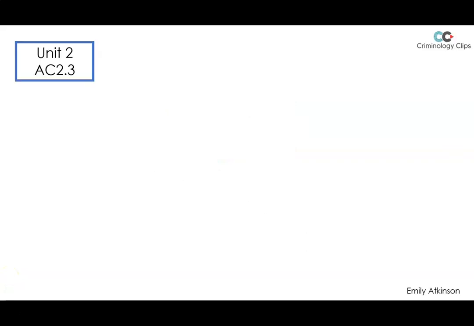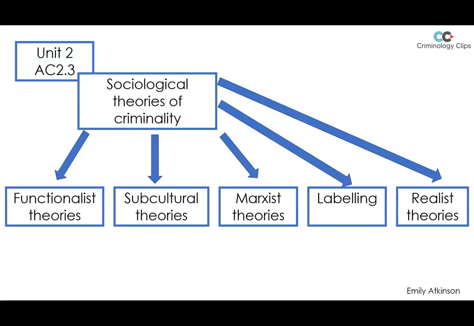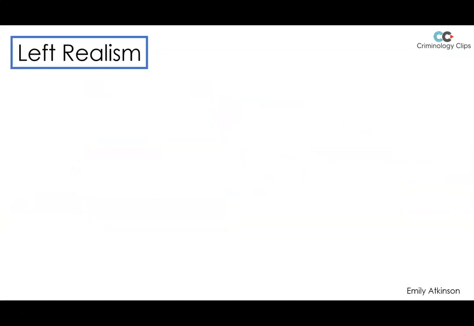Today we're looking at Unit 2, AC2.3, the sociological theories of criminality. Here they all are, but the ones we're focusing on today are realist theories, but in particular, left realism. So left realists have a left-wing political outlook on society, and they see the unequal society as being the cause of crime. And they think that the main victims of crime are disadvantaged groups like women, ethnic minorities, and the working class. And according to left realists, they see three things as a cause of crime.